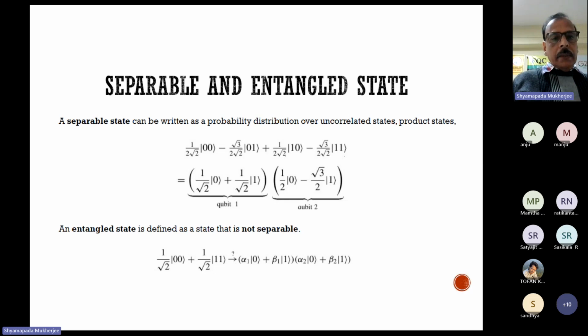But now closely observe the other one: 1 by root 2 0 0 plus 1 by root 2 1 1. You cannot write this one as a product of two states as before. That means any multiple qubit state which cannot be written as a product of individual qubit states is called an entangled state, and these are not separable.